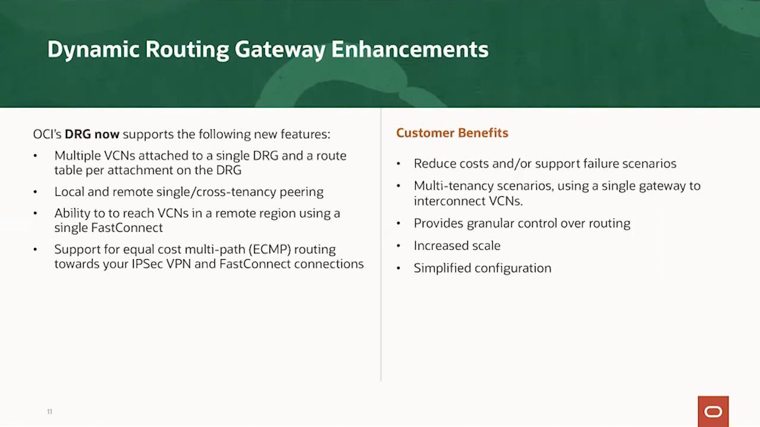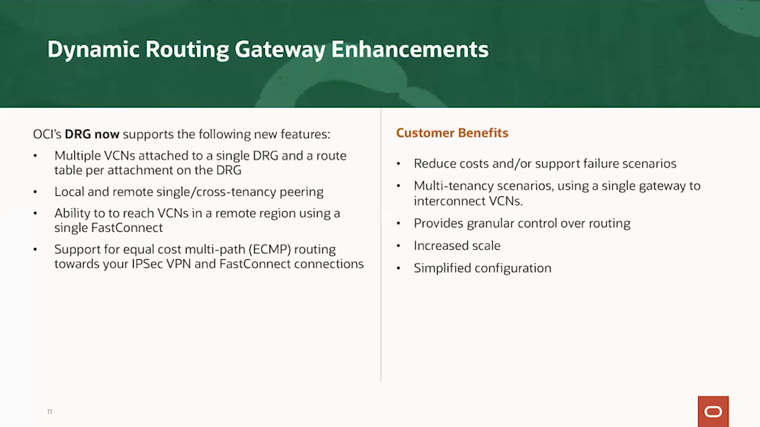And as I mentioned, we can have multiple VCNs attached to a single DRG. Those VCNs can belong to the same or a different tenancy. We've also added a single on-ramp functionality for Fast Connect. So you can now use a Fast Connect in one region to reach your OCI resources in another region. We've also added support for equal cost multipath routing towards your IPsec VPN and Fast Connect connections. So the benefits of this are it helps you reduce costs and or supports failure scenarios.